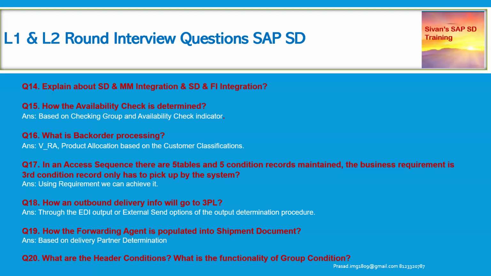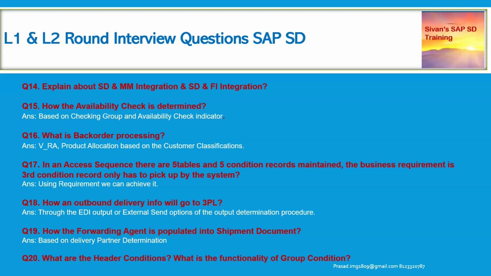We often face the interview question like, what is backorder processing? Question number 16. We use the transaction code V_RA. It is nothing but the product will be allocated based on the customer classifications.